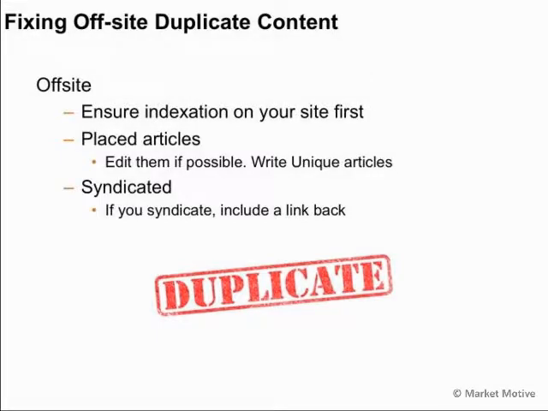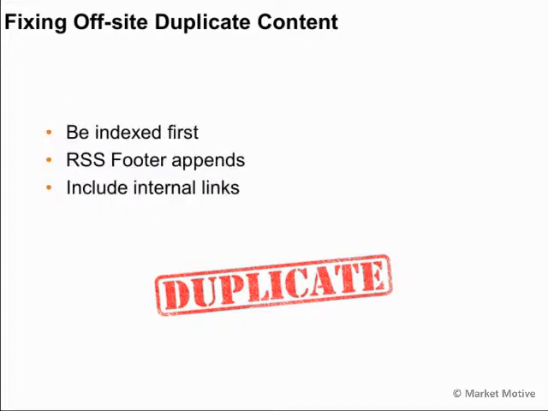So there are some ways to find and fix this offsite duplicate content. The first way to do this is ensure that you're the first person to be indexed. If you place articles, make sure you're writing them uniquely. If you're syndicating articles, make sure you're including a link back. And I'll show some examples of each of these individually for fixing this offsite duplicate content. Make sure you're indexed first. Make sure you have RSS footer appends in your content when you're publishing it from a blog or other content management system. And be sure to use internal links within your articles.